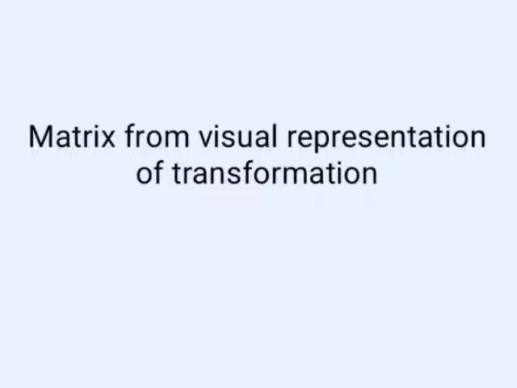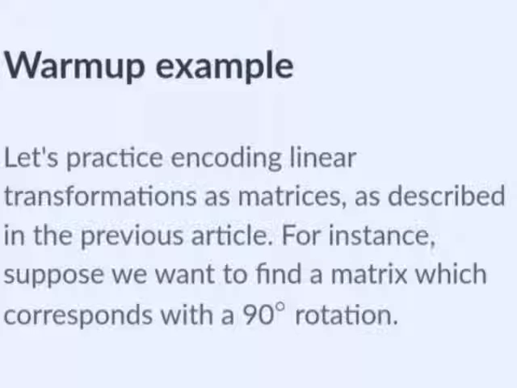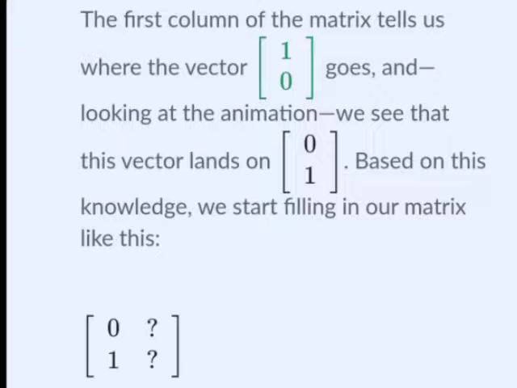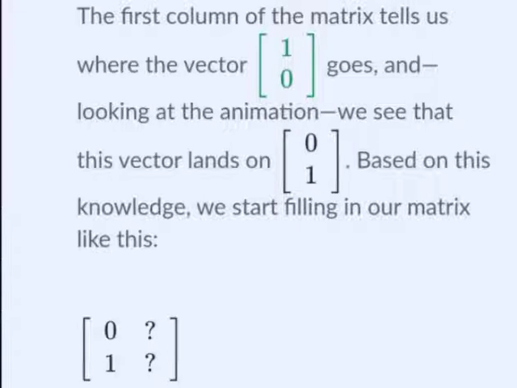Now let's proceed with the matrix from visual representation of transformation. Let us have a warm-up example. Suppose we want to find a matrix which corresponds with a 90-degree rotation. So this is the 90-degree rotation. The first column of the matrix, as I have said a while back, tells us where the vector 1, 0 goes. And looking at the animation, we see that this vector lands on 0, 1. So based on this knowledge, we start filling in our matrix like this.